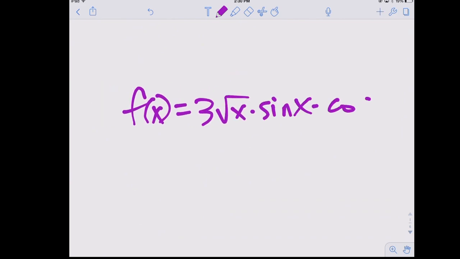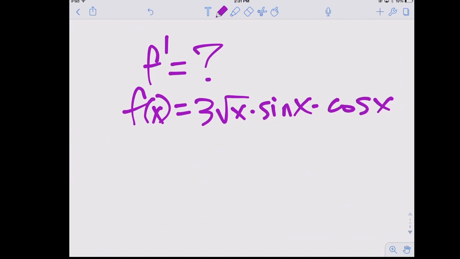How about this one? If f of x equals 3 square root of x times sine of x times cosine of x, what is f prime? Now, I'll talk about this before I just let you loose. How many variable functions of x do you have there? 3, right? You can associate the 3 with the square root of x. That's your first variable factor, then sine of x, then cosine of x. Does the product rule work with 3 factors? Yes. All you do is the same idea.